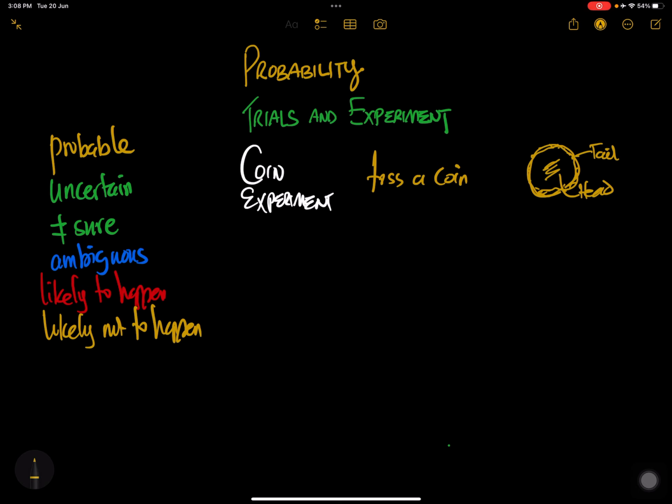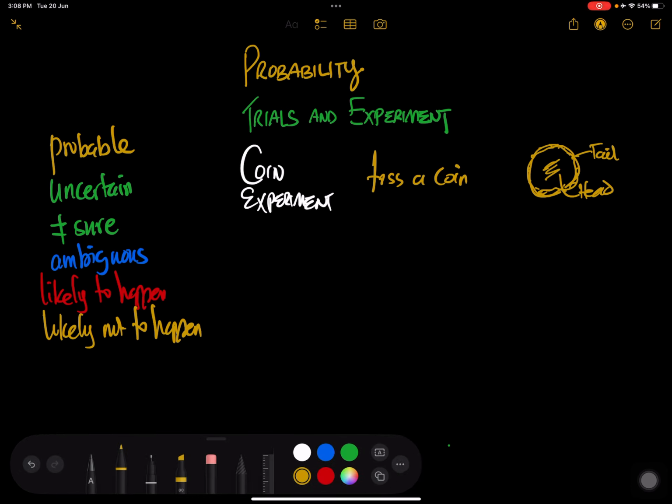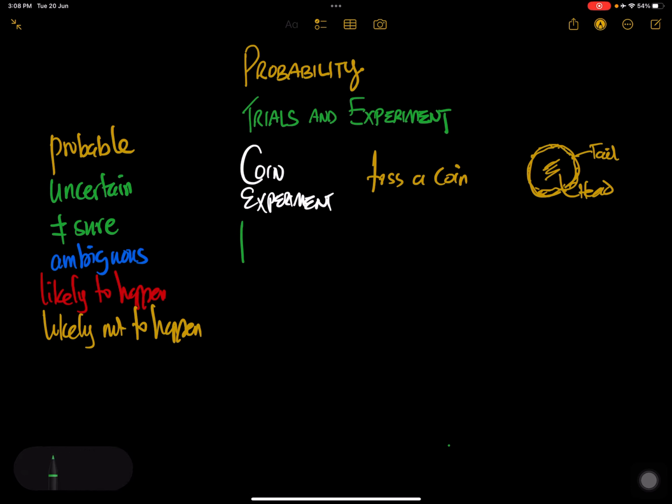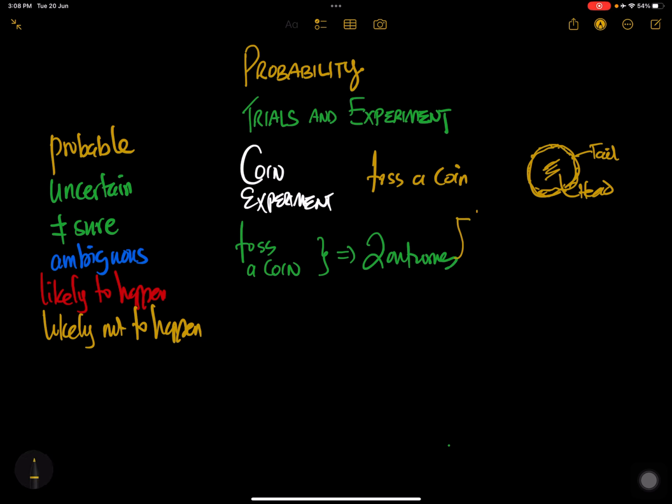So if you take a coin, you're never going to get three outcomes. It's only two outcomes. Either you can see the head, or you can see the tail. So a coin experiment will only provide us with two outcomes. When we toss a coin, not two coins, just one coin, you have two outcomes, and these two outcomes are either a head or a tail. Either the face is showing up or the back end is showing up.